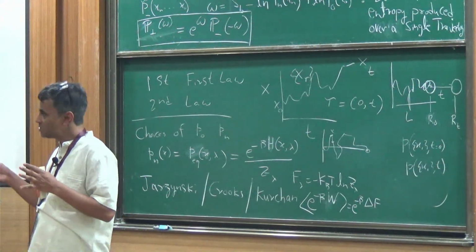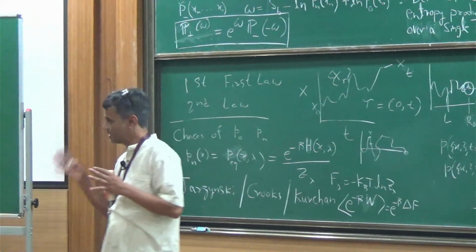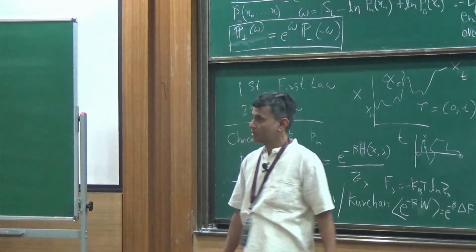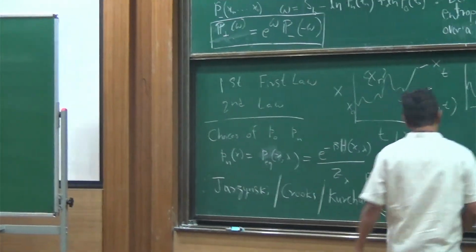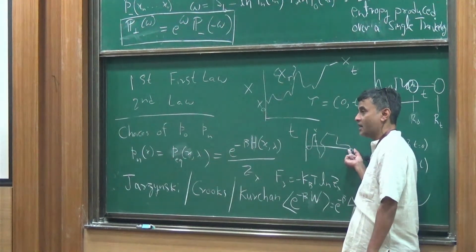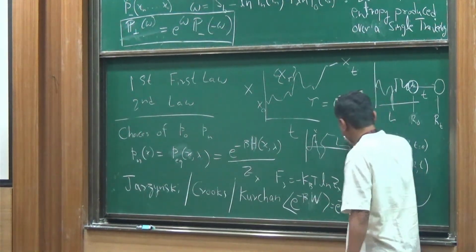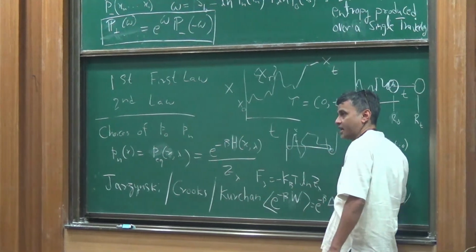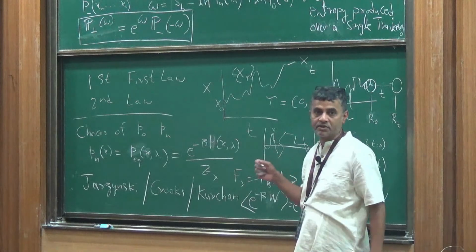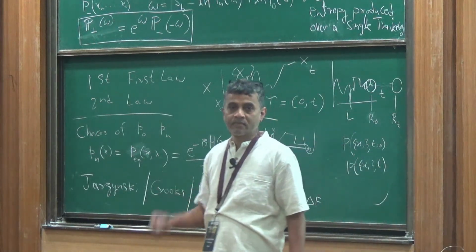You can control it in many ways. You could put an electric field here and change it with time. See, in the experiment, this is what they do. They attach a bead here, and you can put it in a trap and drag it. At least for small polymers, this is how they do the experiment.